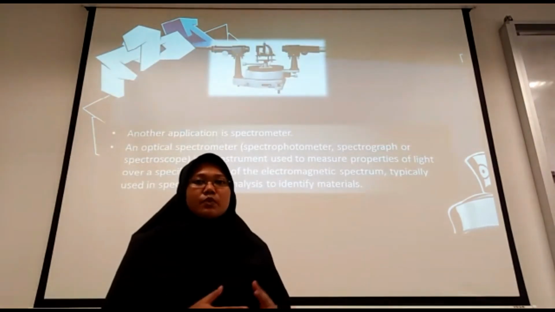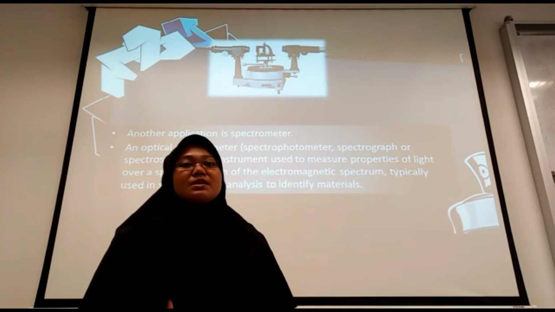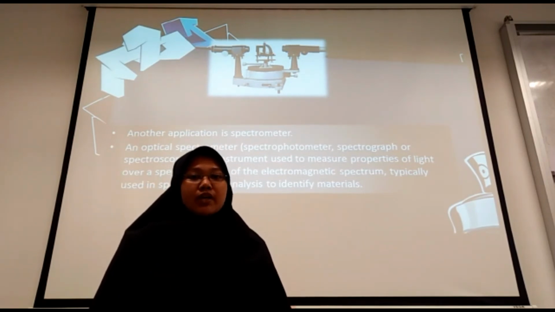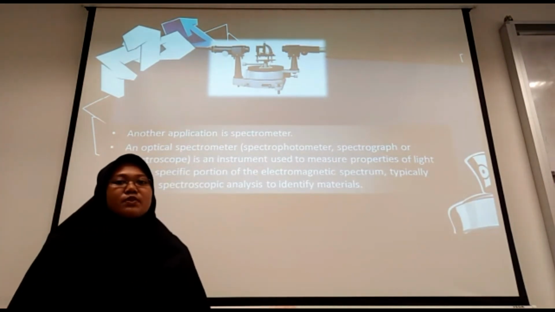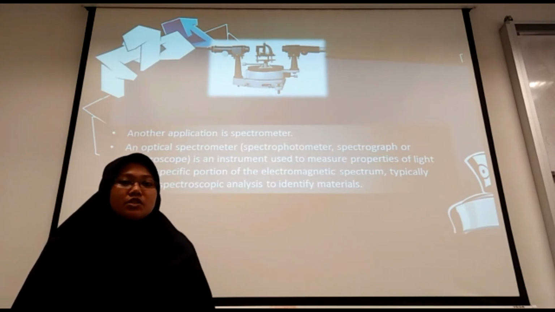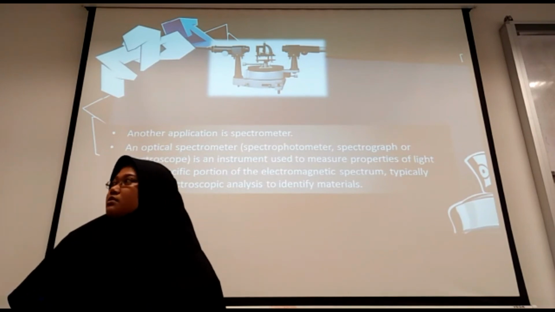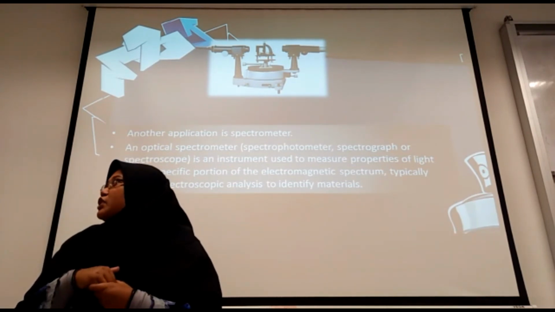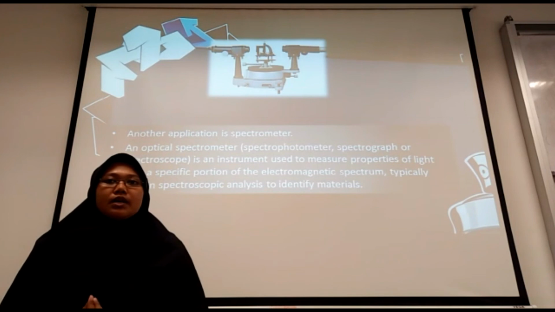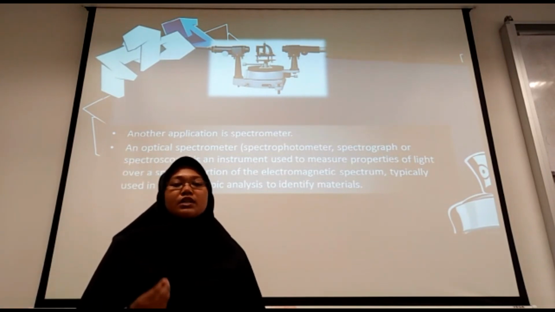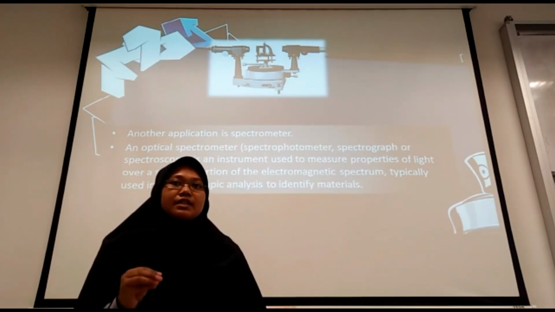The next application is the spectrometer. An optical spectrometer is an instrument to measure properties of light over a specific portion of the electromagnetic spectrum, typically used in spectroscopic analysis to identify materials. So the spectrometer is the device we use in this experiment to measure the wavelength and the angle of diffraction of the visible light that passes through the diffraction grating, and the wavelength that we calculate from this experiment determines the color of the light that passes through the grating.